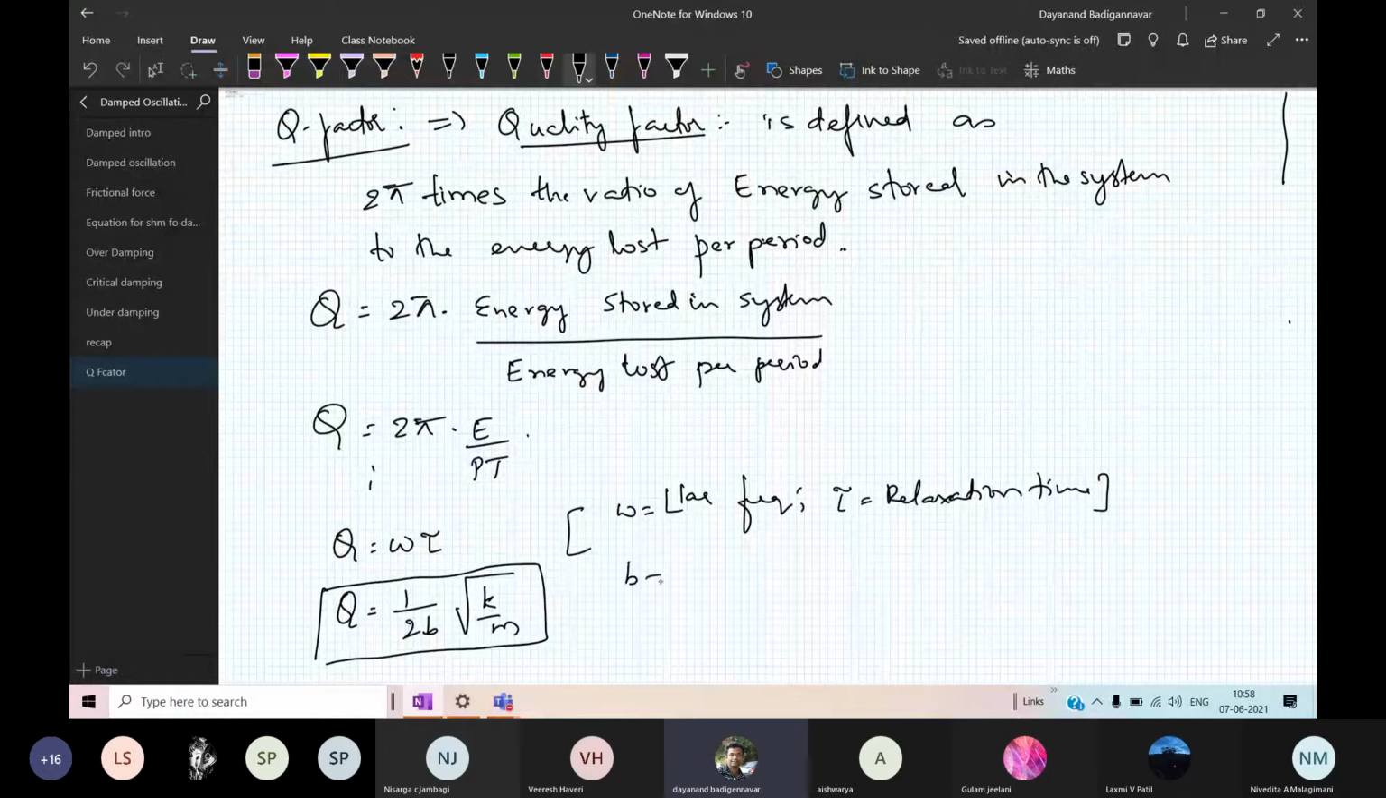You know that b is the damping coefficient, k is the spring constant, and m is the mass that is hanging. Using this, you can get the value of the Q factor.